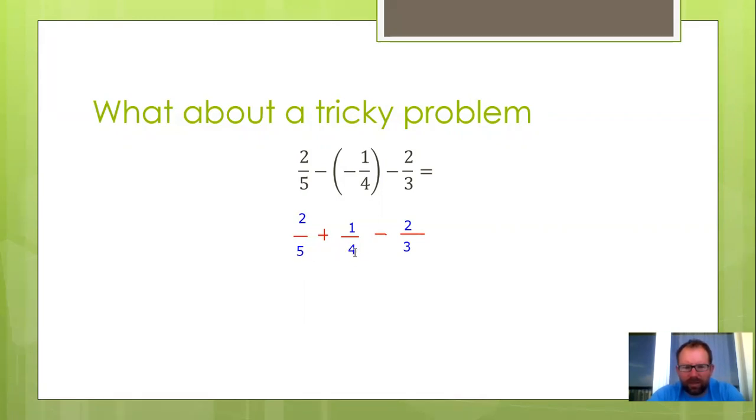5 times 6 is 30. 4 will not go into that. 5 times 7 is 35. 4 will not go into that. 5 times 8, 40. 4 will go into that, but I don't think 3 will. 3 will not. So 5 times 4 is 20. 20 times 3 is 60.